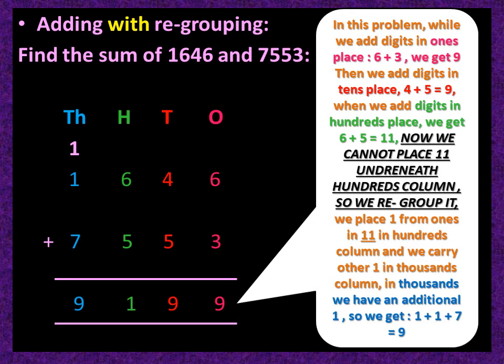But sometimes when we add two numbers, we notice that कि हमें कुछ numbers को regroup करने की जरूरत पड़ती है. For example, in this example, while you add 6 plus 3, a sum simply comes out to be 9. Similarly, when you add the tens places 4 plus 5, a sum comes out to be 9. So we write 9. When you add the hundreds places 6 plus 5, now you get the answer as 11. अब हम 11 which is 2-digit number उसको तो simply place नहीं कर सकते ना hundreds column में.